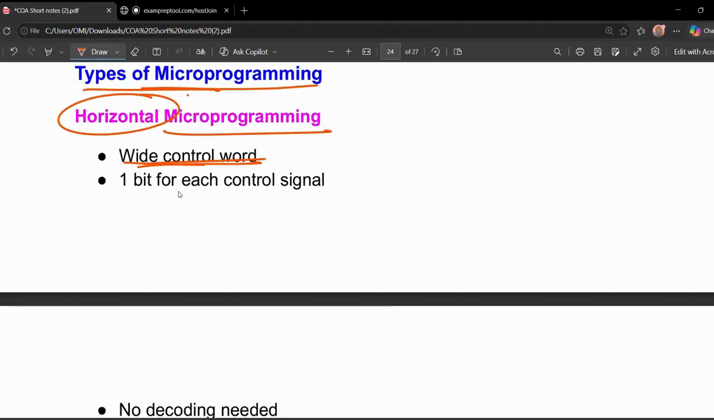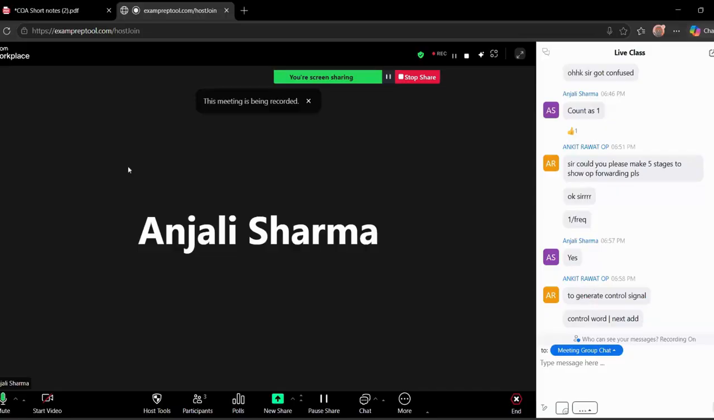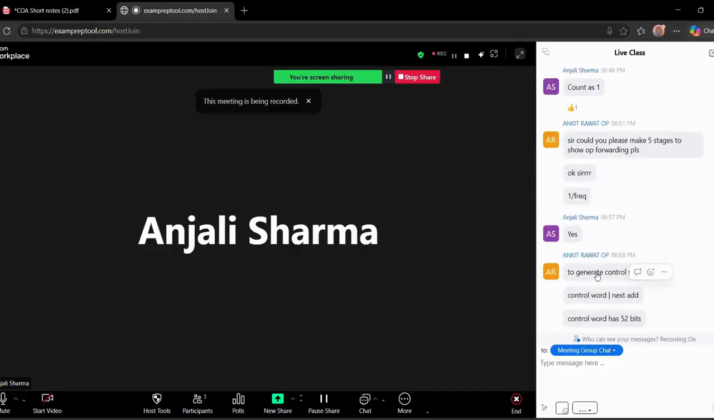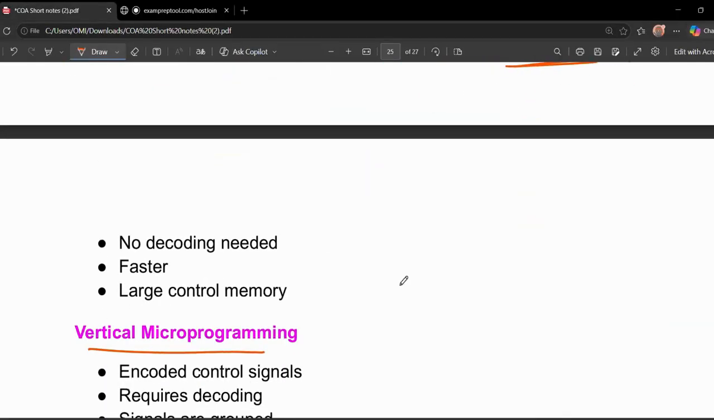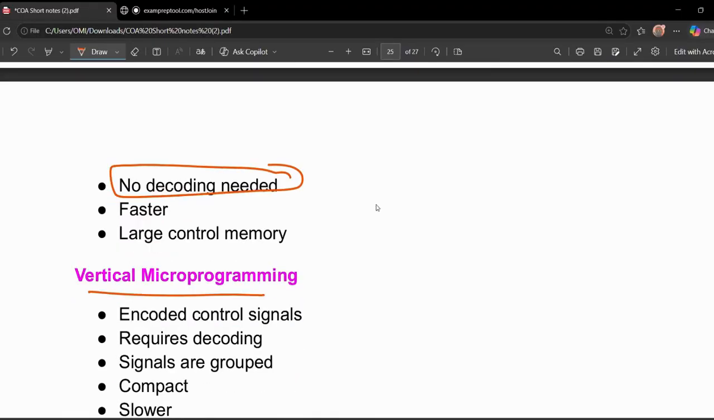In horizontal, it is a wide control word. Why? Because here there is one bit for each control signal. If you have 52 control signals, then in horizontal, 52 bits are required. Here no decoding is needed. Why no decoding? Because we are storing 52 bits, one for each signal, and it is fast also.